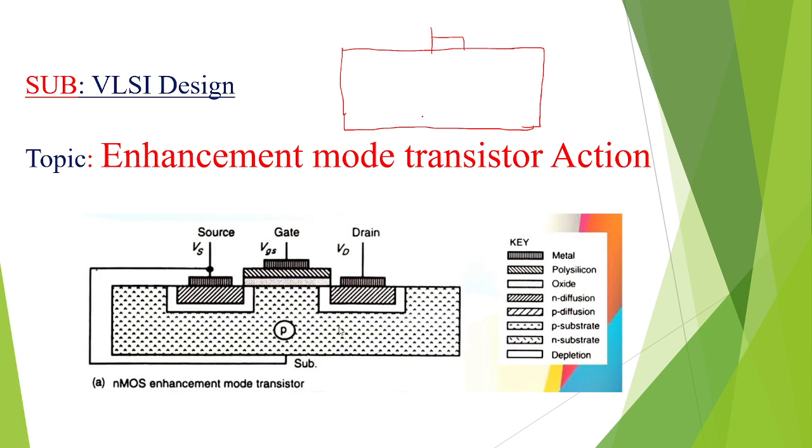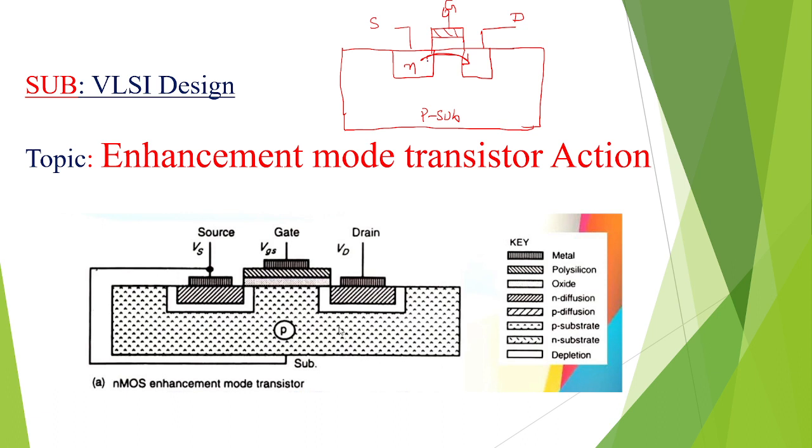So I have taken either a P substrate or an N substrate, we can take. So this is the metal. We are diffusing electrons to design the source and drain terminals. But here there is no channel from source to drain. From here to here, there is no channel from source to drain while fabricating a transistor. Source, gate, drain. So I will explain clearly.